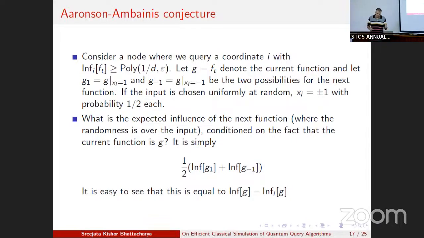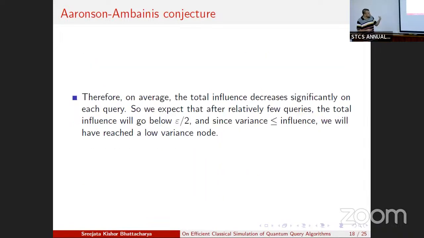So you should expect, relatively quickly, the total influence should drop. And since we already saw that variance is upper bounded by total influence, once we know that the total influence has dropped significantly, we also know that this is a low variance function. So we can simply output the expectation at each step. And therefore, the probability that we make too many queries, here the randomness is about the sampling of x, is too small. So actually this can be easily formalized using martingales.